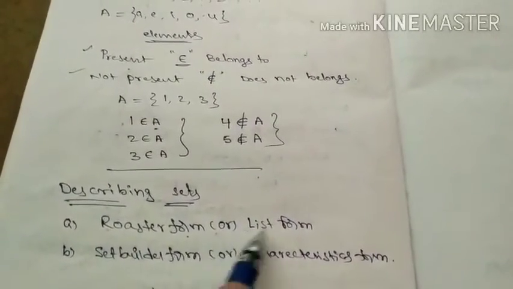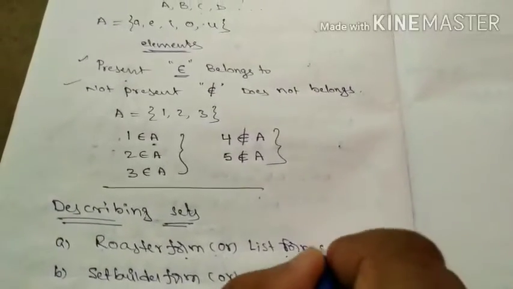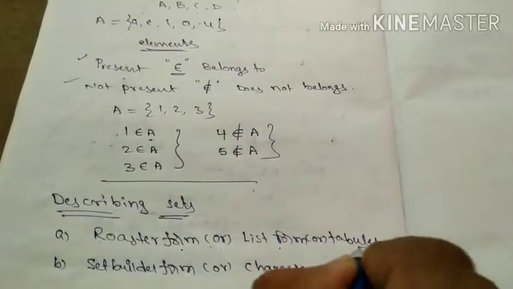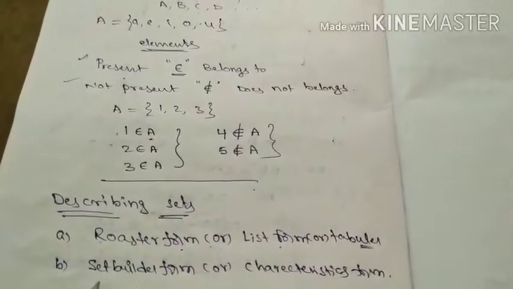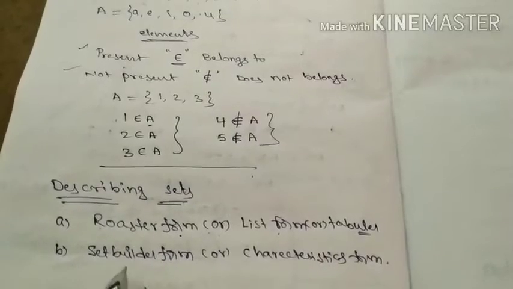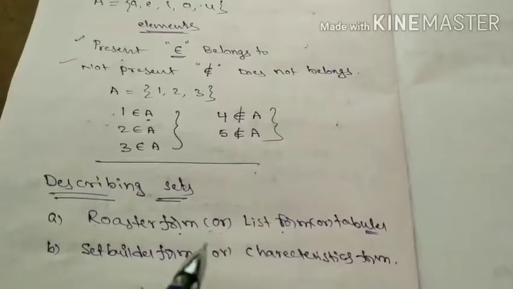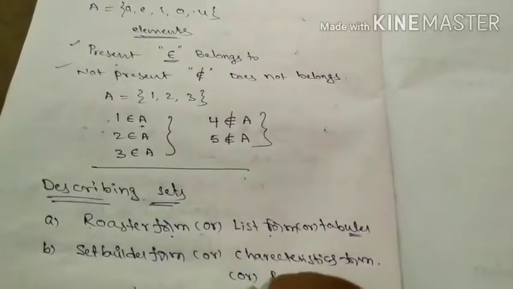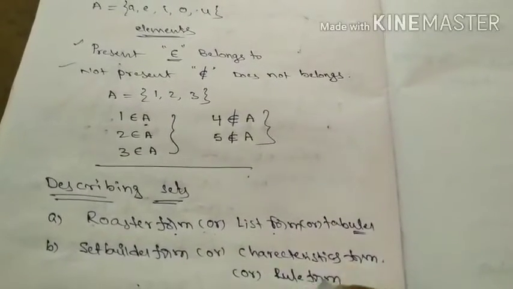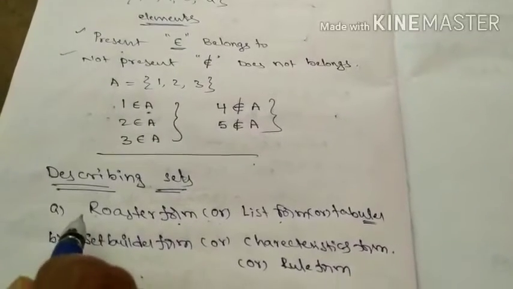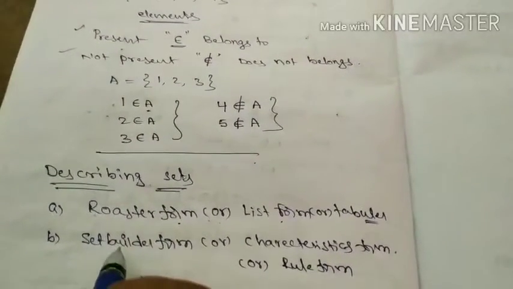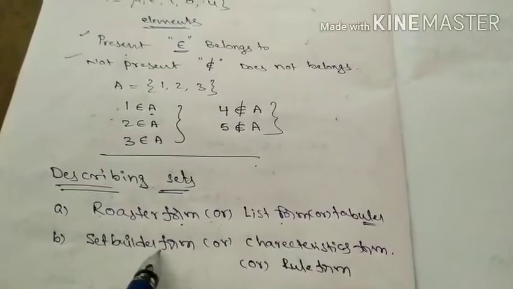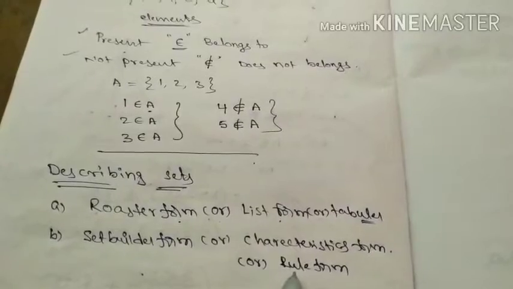Roster form is also called list form or tabular form. Set builder form is also called characteristics form, where we give the character of the elements. Another name is rule form. Everyone should remember roster form and set builder form. Roster form has other names: list form, tabular form. Set builder form has other names: characteristics form, rule form.